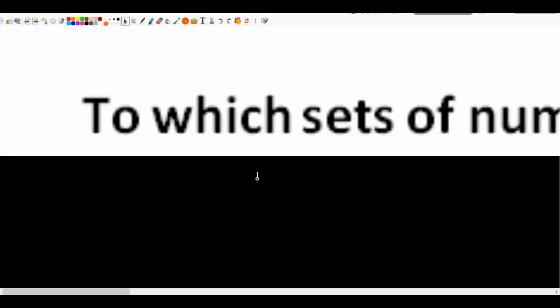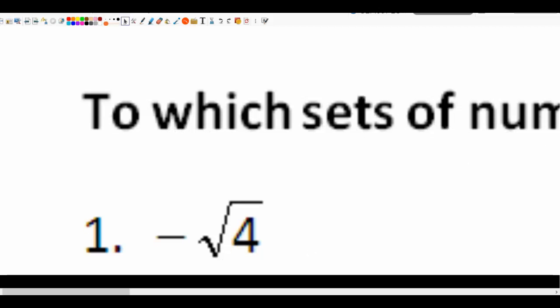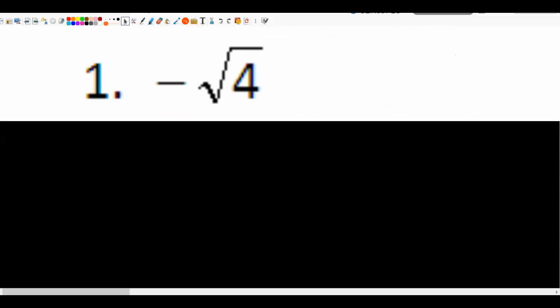So, example number 1. We have negative square root 4. To classify a number, you must simplify that number. 4 is a perfect square. So if on your calculator you type in negative square root 4, it simplifies to negative 2.